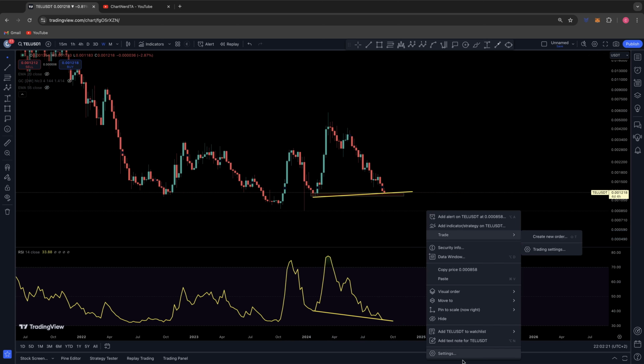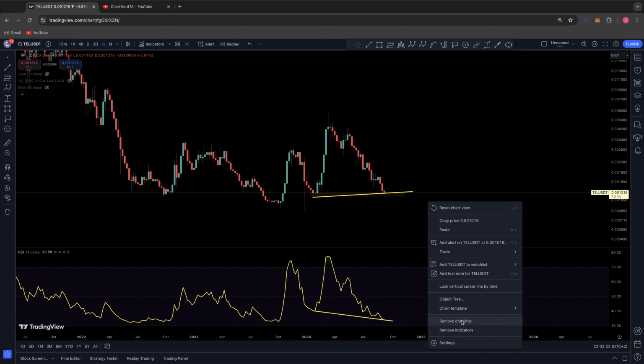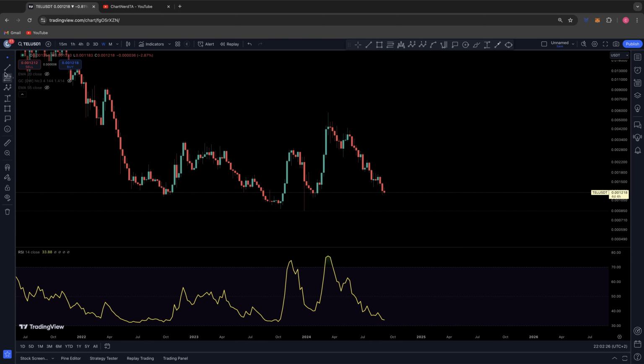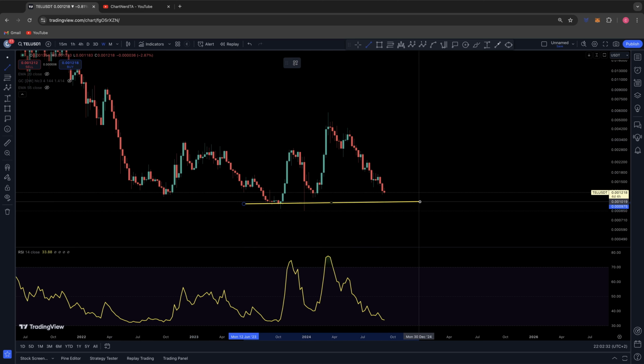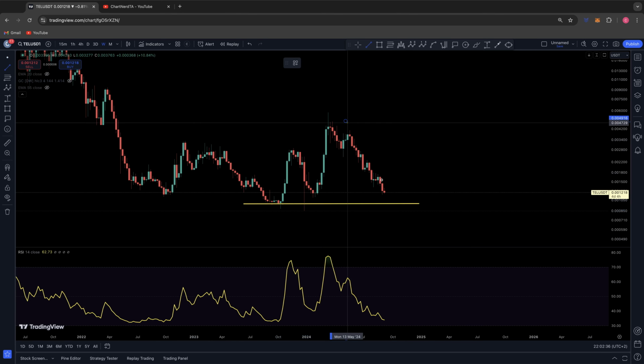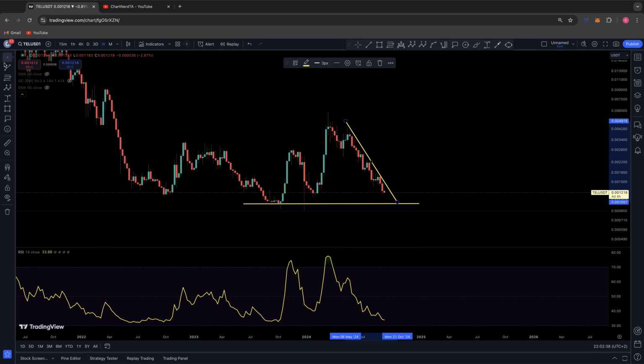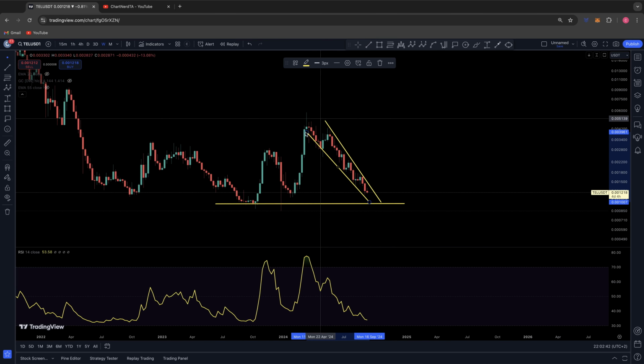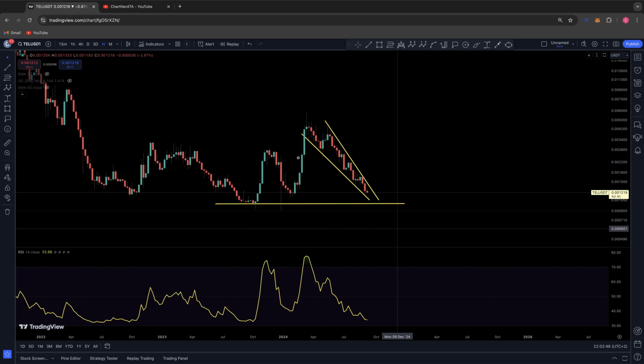So I think we are closer towards the end of this correction. And as I've said, we've got this key level of support down here at the 0.001 range that I think Telcoin is trying to get to in its falling wedge before it essentially goes for the breakout. So again, it's all about monitoring this falling wedge pattern and monitoring where it starts to break out.